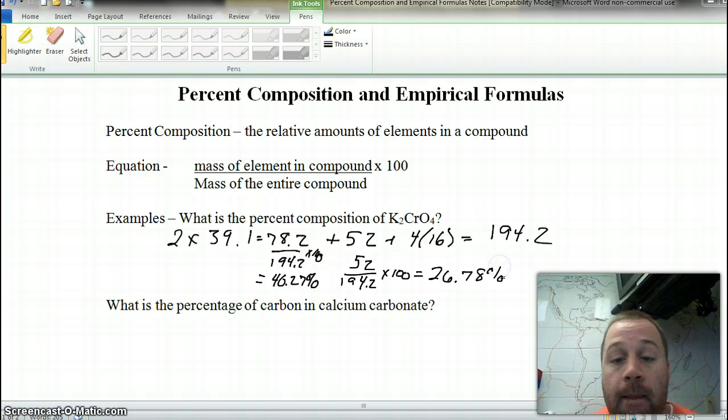26.78%. Now, to solve for oxygen, you can do one of two things. You can subtract the 26.78 and the 40.27 from 100%, because the rest of the mass should be oxygen. Or you can just take the 4 times 16, which is 64, divided by the entire mass, 194.2, multiply by 100, and solve for its percentage, which is 32.96%.